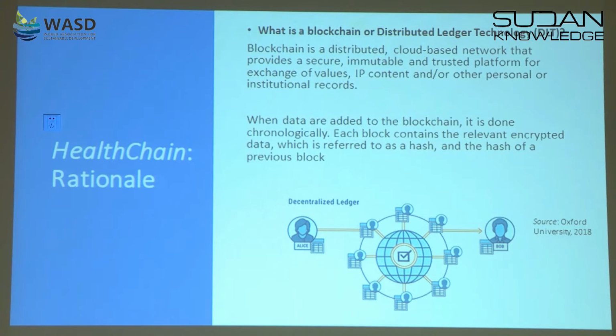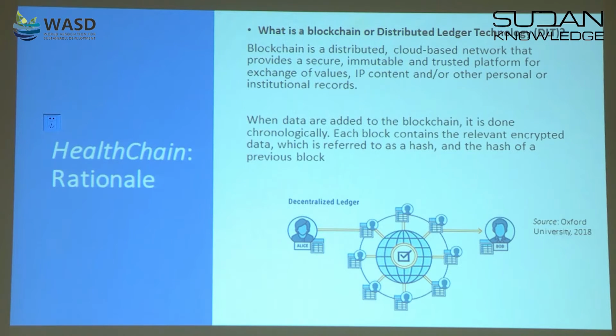The blockchain is the technology that powers and enables the Bitcoin exchange. Simply, it is a distributed cloud-based network. Distributed means that most of the current databases are centralized in a computer or a laptop or whatever, while the distributed network is distributed among so many devices. Cloud-based, I think, explains itself, and it provides very important features: a secure, immutable, and trusted platform for exchange of values. And these values don't have to be only money, but anything of value, including medical records or supply chain records.